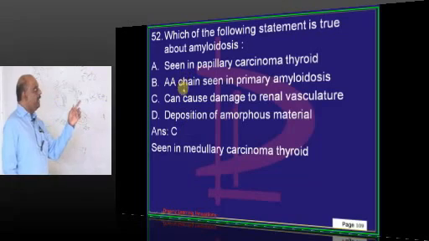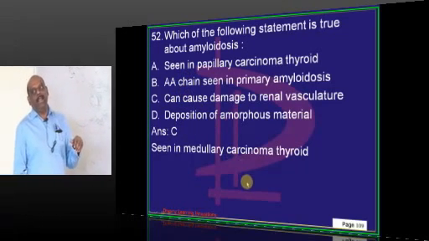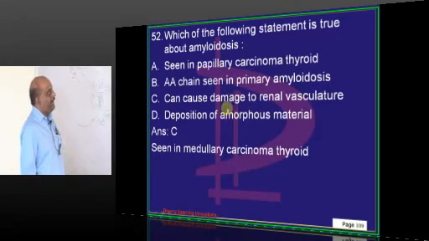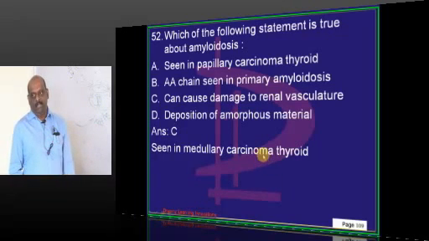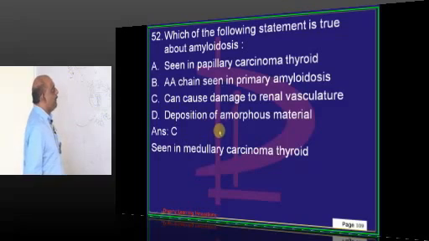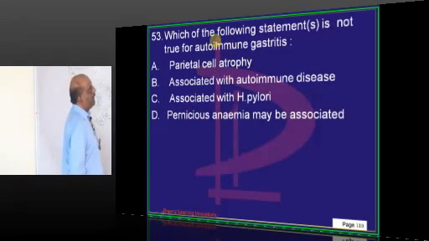Amyloidosis is seen in medullary carcinoma, not in the case of papillary carcinoma. It will lead to the derangement of the renal vasculature, and that is the reason it can lead to development of renal dysfunction, is what needs to be understood.